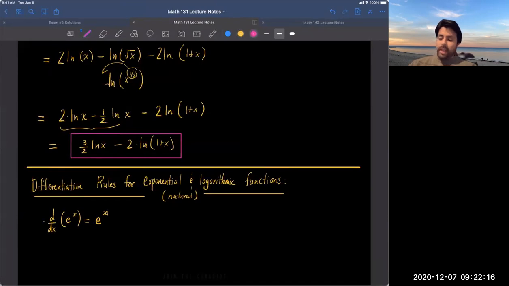So that's it. The derivative of e to the x is e to the x. Any questions?